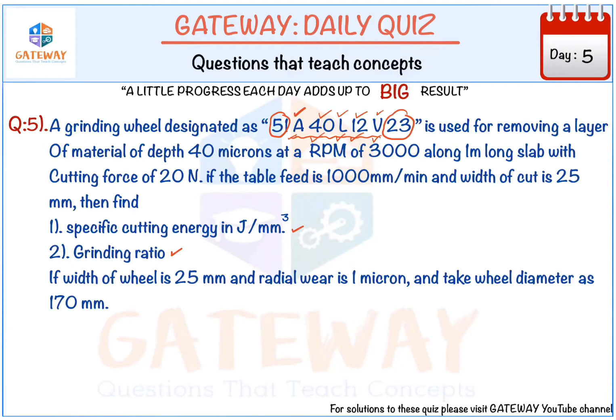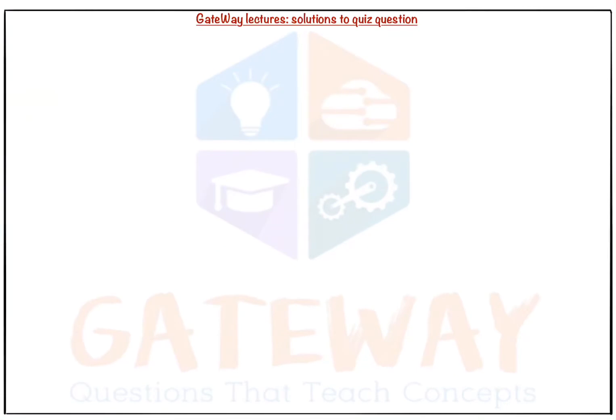V for vitrified bond. So here A indicates Al2O3, 40 indicates the grain size as medium, L shows the hardness as medium, 12 gives the structure as open structure, and V indicates the type of bond as vitrified bond. That is the designation. You can refer to standard textbooks to understand the designation, and this wheel is used for removing a layer.